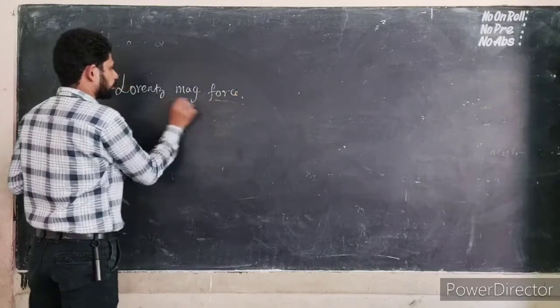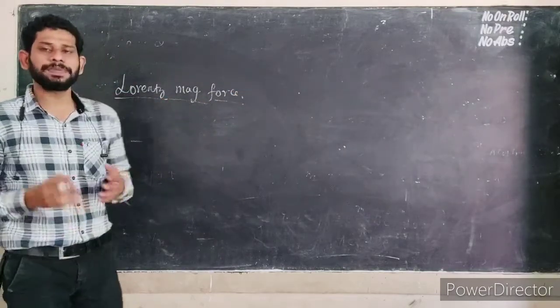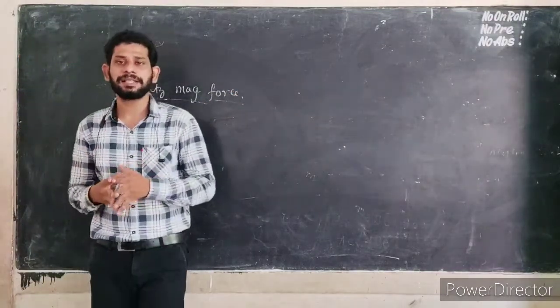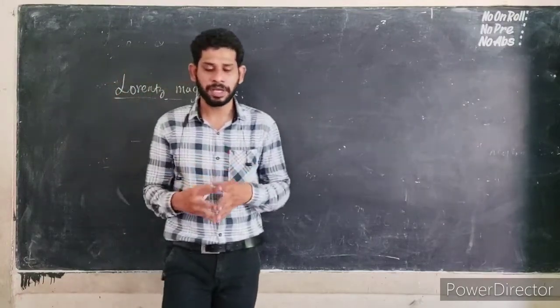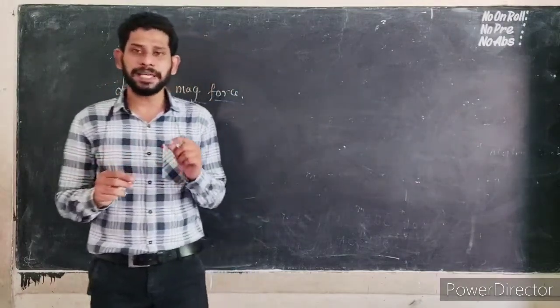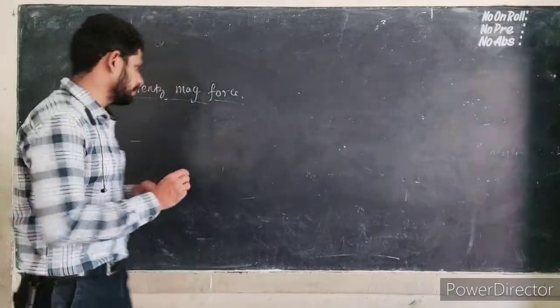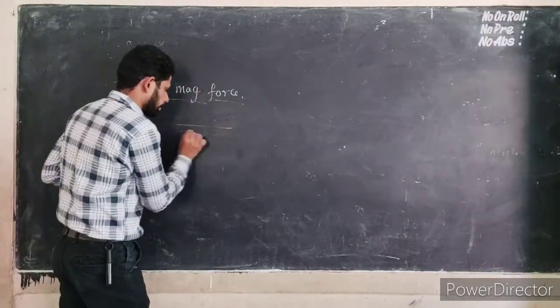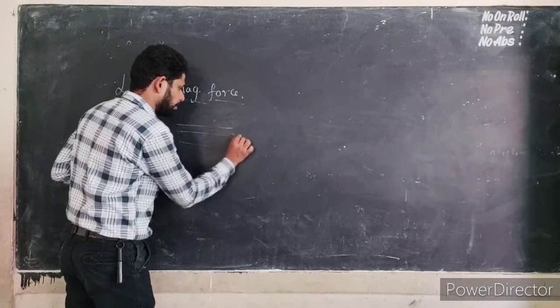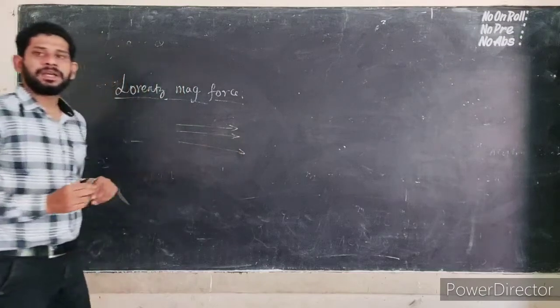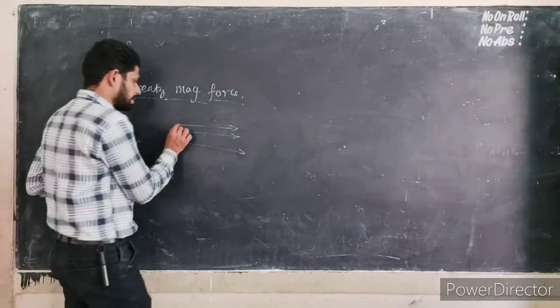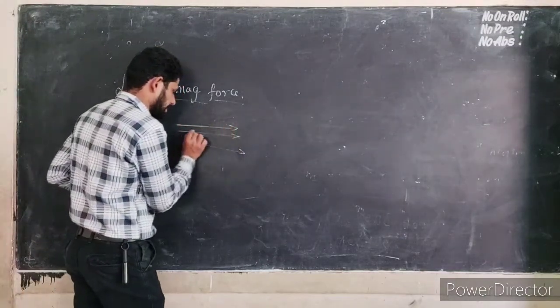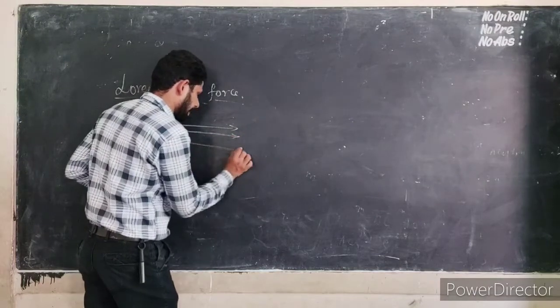Coulomb discovered the force between two charges. Like that, he discovered the magnetic force when a charge is placed in a uniform magnetic field. What is meant by a uniform magnetic field? It has the same direction and the same magnitude.